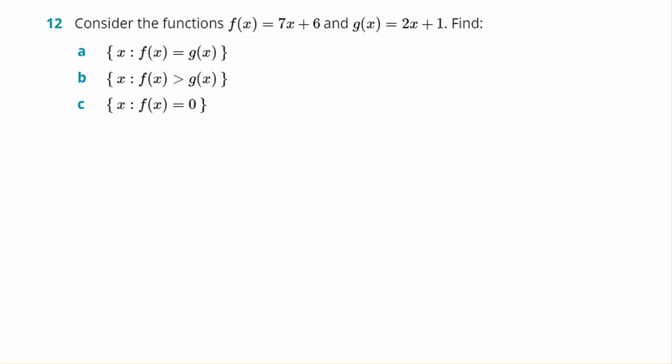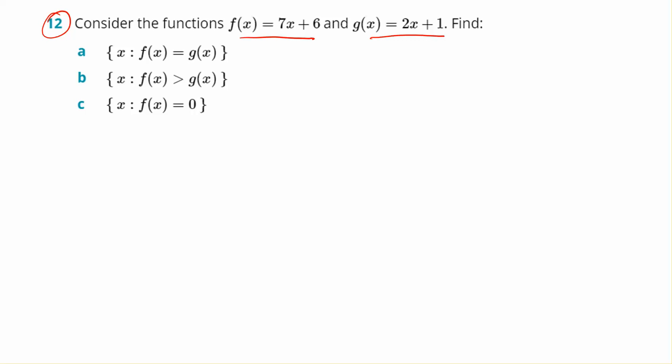This is for Year 11 Methods. We're going to look at exercise 5C, question 12abc. It says consider the functions f of x equals 7x plus 6, so that's a linear function, and g of x equals 2x plus 1, so it's another linear function.